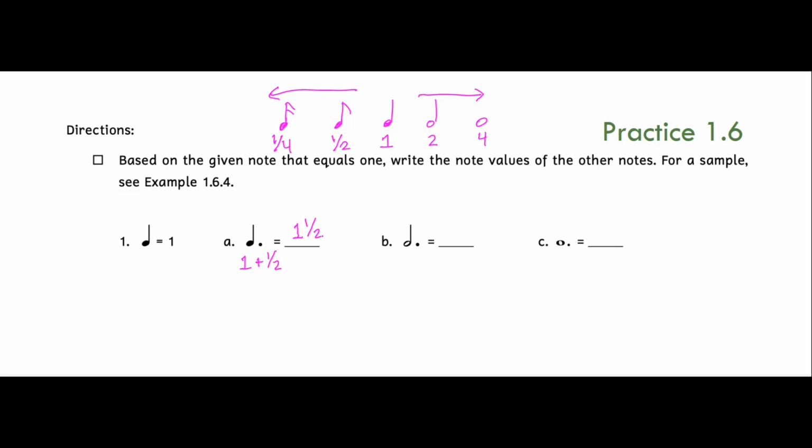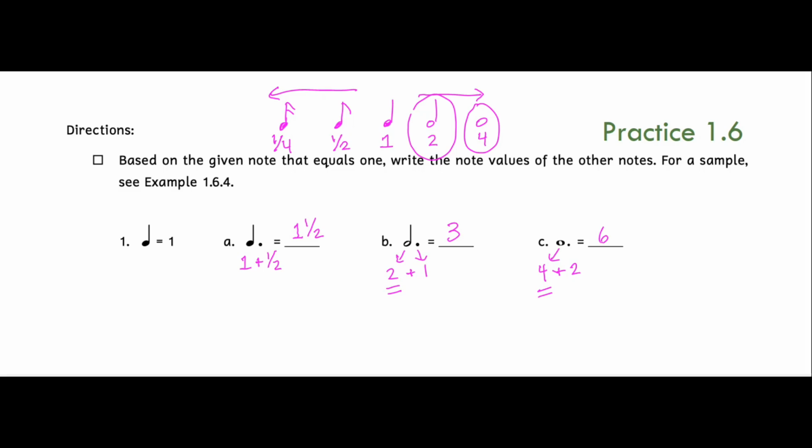1B. We see that it's asking for a dotted half note. And here we see a half note is equal to 2. The dot means you're going to add half the value of this. So what's half of 2? 1. So 2 plus 1 equals 3. And a dotted whole note, we see a whole note is worth 4. And the dot means you add half the value of this. So what's half of 4? 2. So 4 plus 2 is 6.